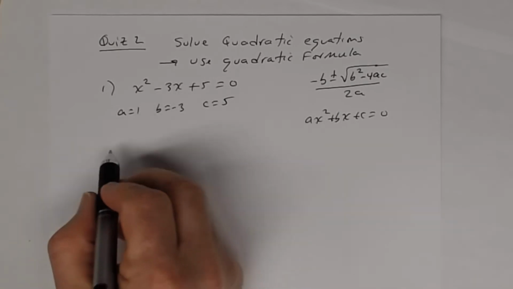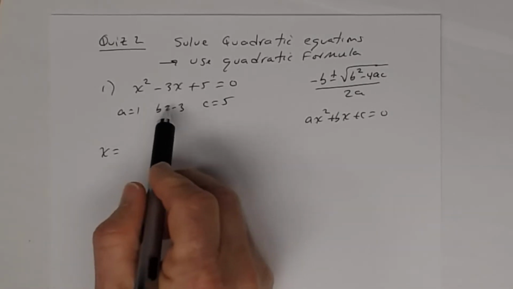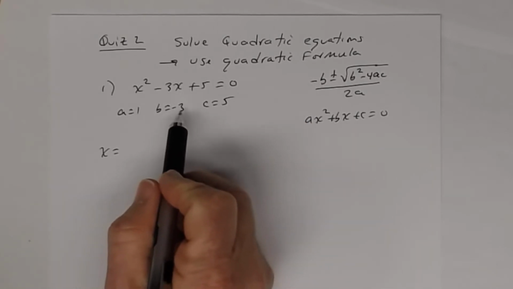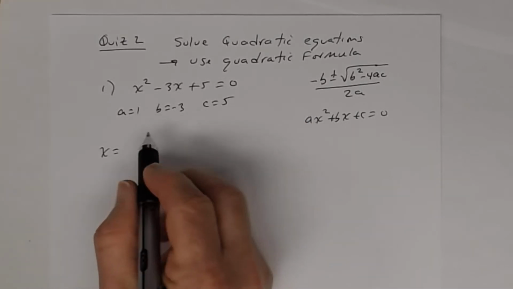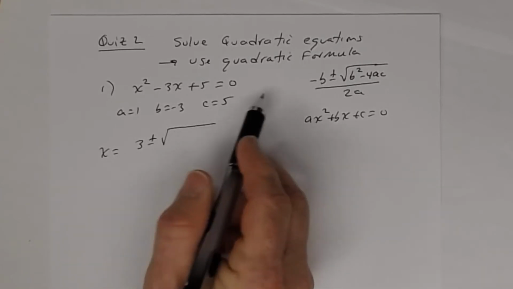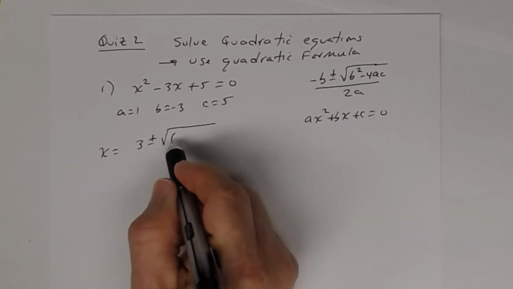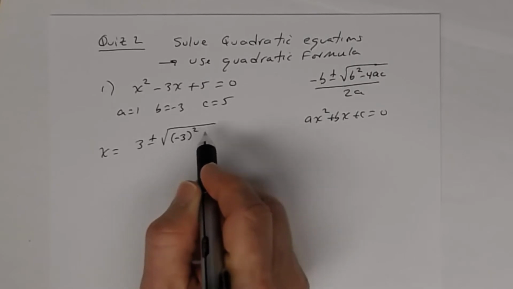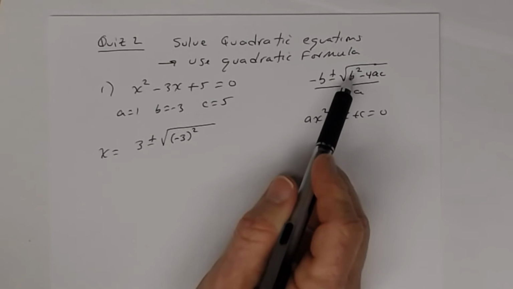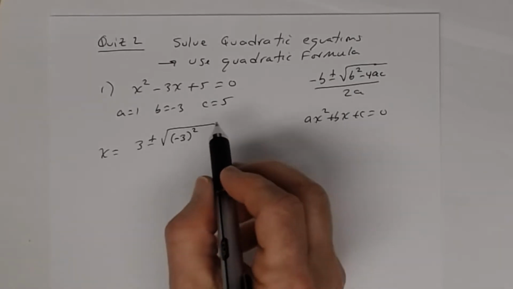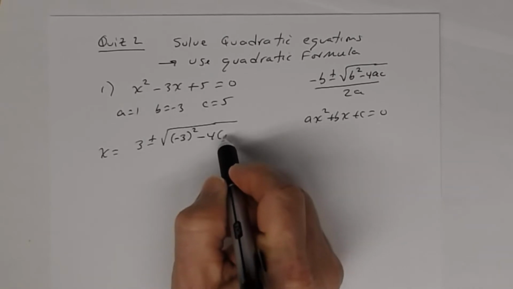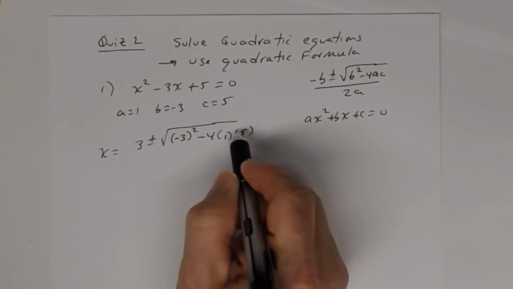So my variable is x. You're going to say x equals the opposite. Remember, this says the opposite of b. So b is negative 3. The opposite of a negative 3 is a positive 3, plus or minus the square root of b, and I'll put that in parentheses, negative 3 squared. Now remember, b squared is never negative. So b squared will either be positive or 0. Minus 4 times a, which is 1, and then c is 5.